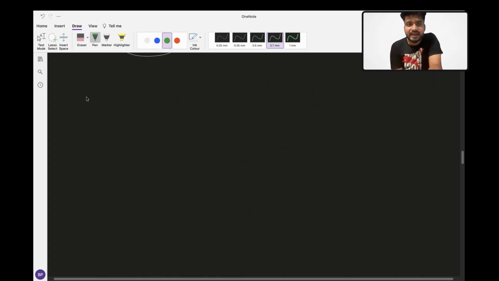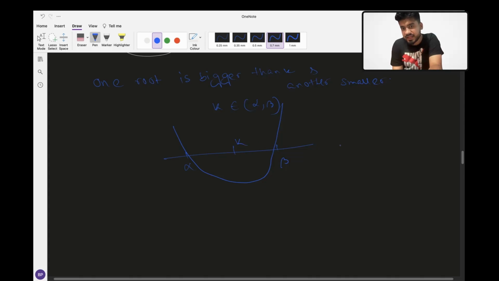Now, if we get the middle case, that means one root is bigger than k and another is smaller. That means we can very simply say that k belongs to the interval alpha comma beta. Okay, that means there is alpha somewhere here, there is beta somewhere here, and k lies in between. It can look like this, it can look like this also.